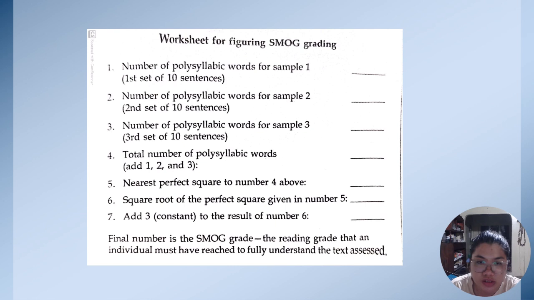So this is the worksheet that has been talked about, the number of polysyllabic words, sample 1. So we're going to write it here, how many syllables. Then you're going to put in the final number of the SMOG grade, the reading grade that an individual must have to fully understand the text assessed. So this is the sample.